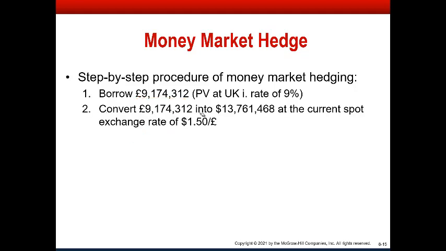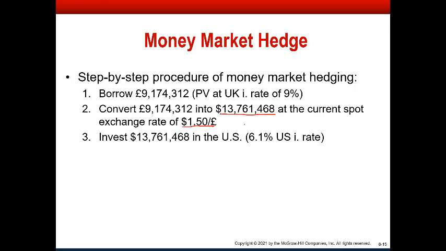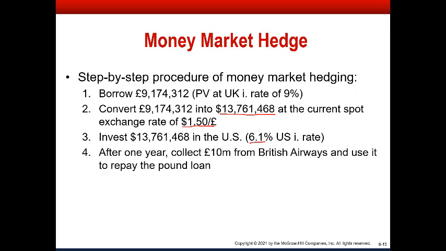All right, then we're going to convert those proceeds from borrowing in pounds into dollars at the spot exchange rate of $1.50 per pound, so multiplied by $1.50. So you wind up with that many dollars, $13.76 million. You're going to invest those at the U.S. interest rate, which we recall was 6.1%.